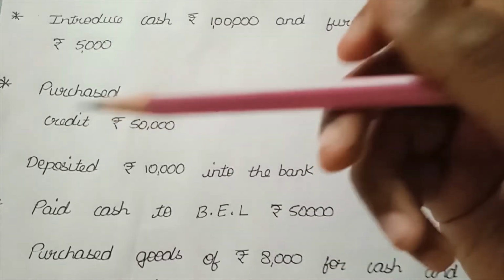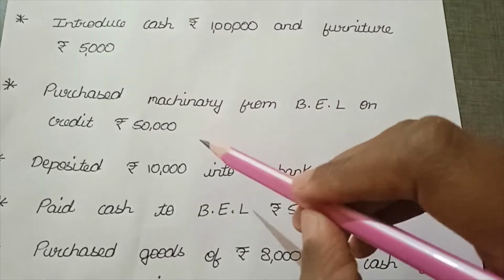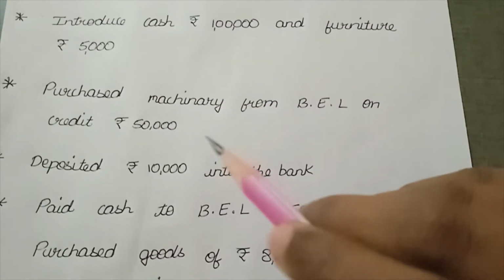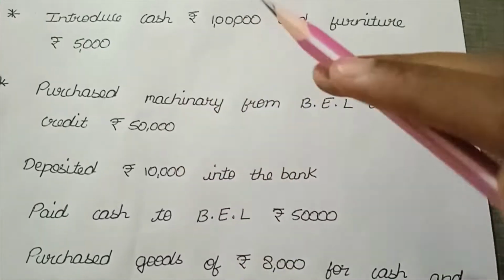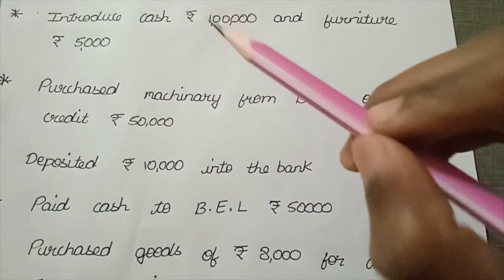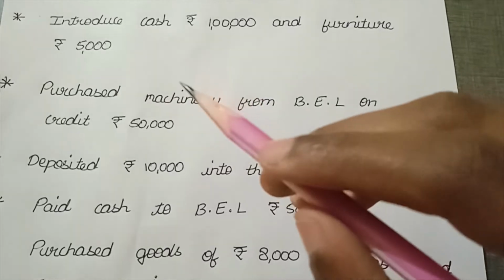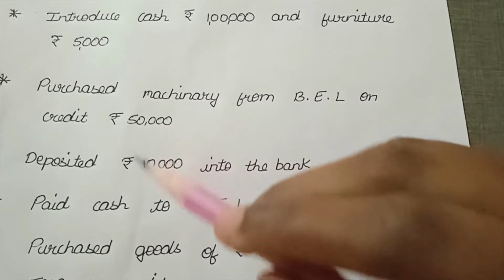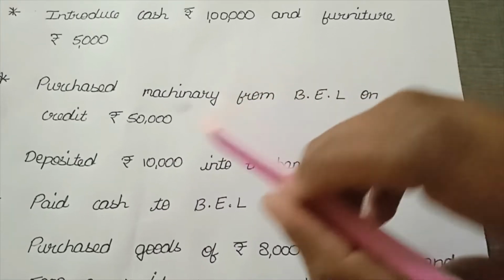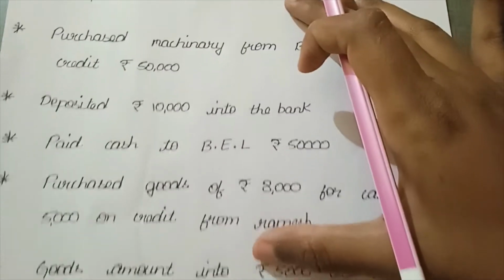They are purchasing an asset on credit. They have not fully paid, or some of the amount is not paid. They are purchasing on credit. The full amount, the value of the machine, is on credit, that is 50,000 rupees.